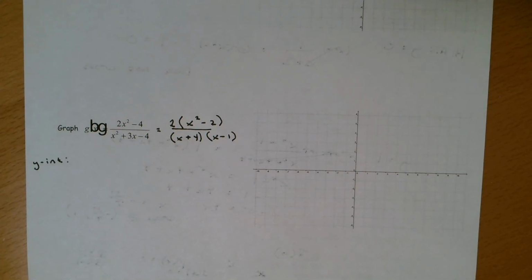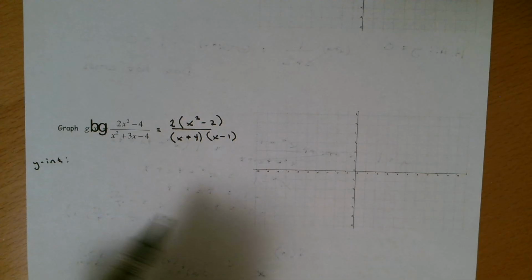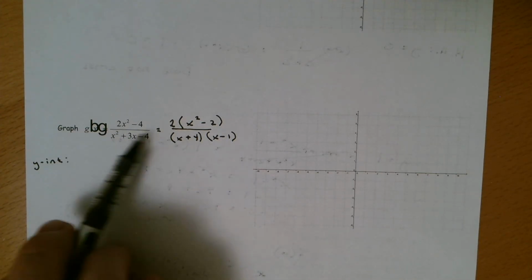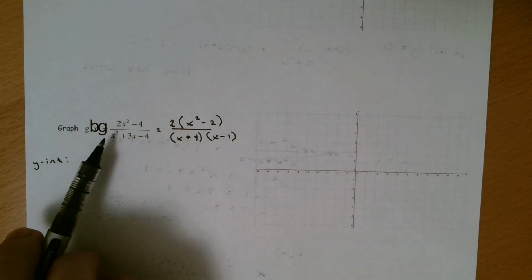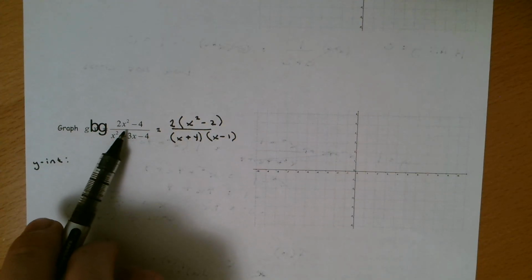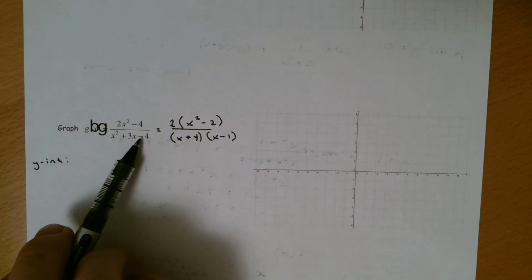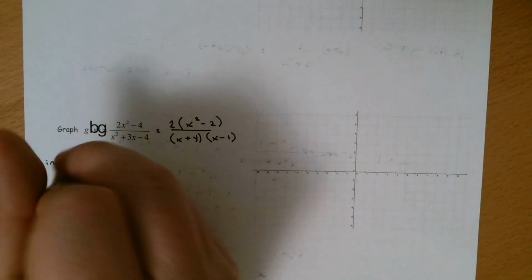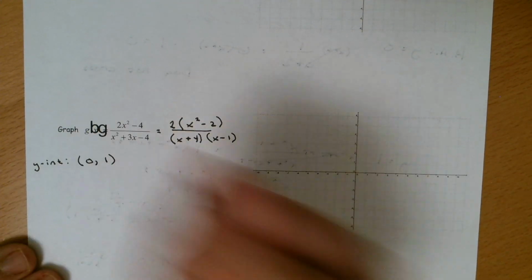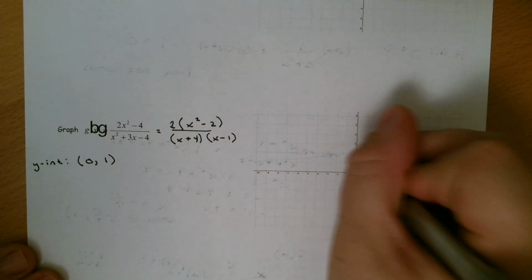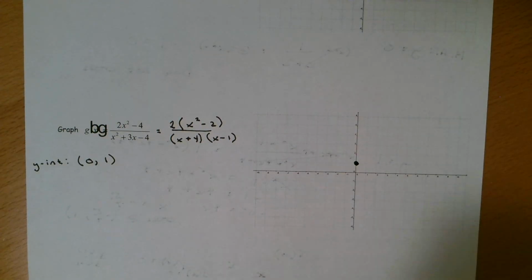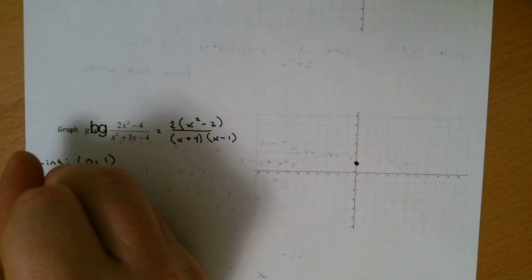Okay, so now the y-intercept. You can plug in 0 for x into either of these functions. It doesn't matter. I'm going to plug in the original one because 0 for x makes all the x's disappear. I get negative 4 over negative 4, which is 1. So 0, 1. Got ourselves a y-intercept.